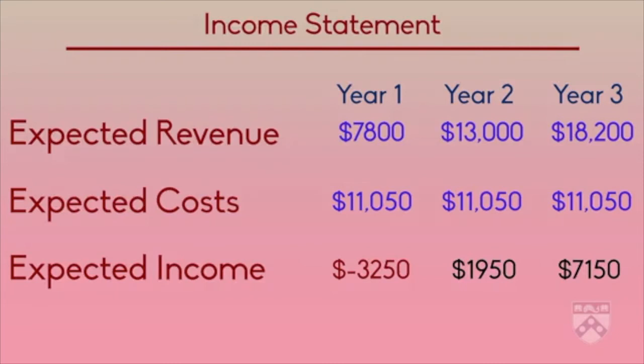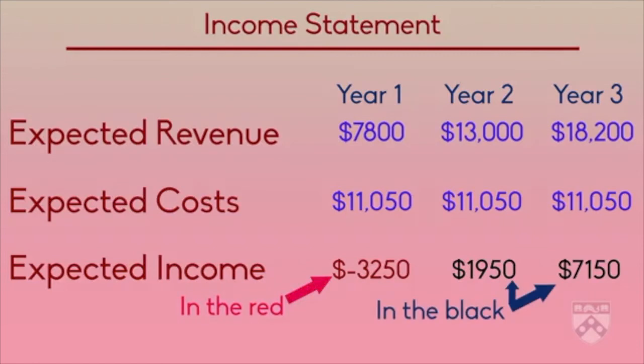Income statements often show an income loss in red. Therefore, when a business is in the red, that means it has a loss. When a business is in the black, that means its income is positive and it has a profit.